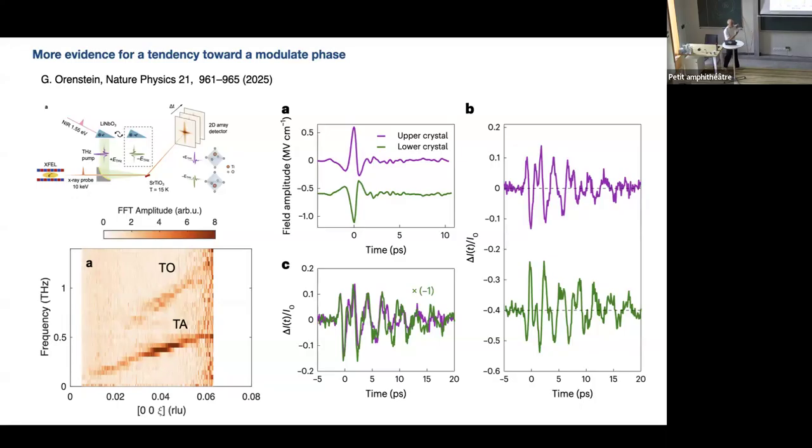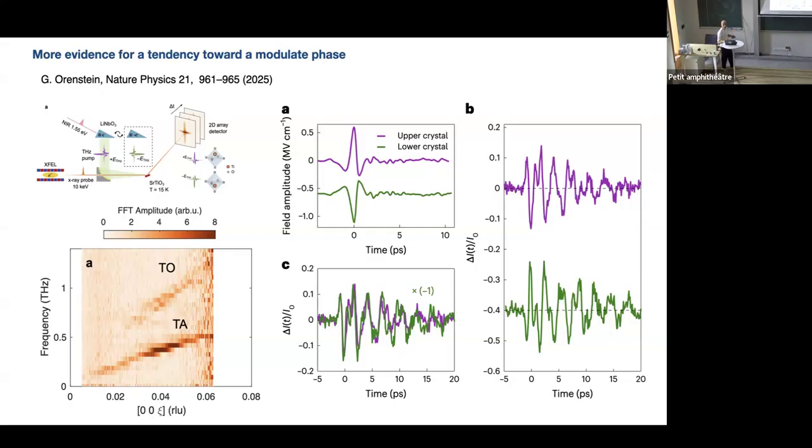But again, what you do here is you excite with a pump, and you have to understand what the pump is doing to your system. There are differences, but what I want to emphasize is that there is clearly evidence of a TO-TA coupling. And just to finish it.